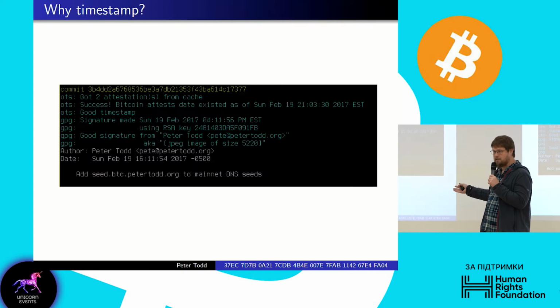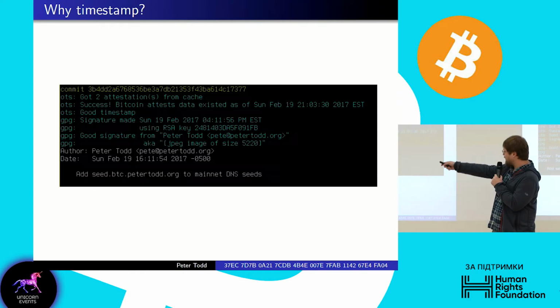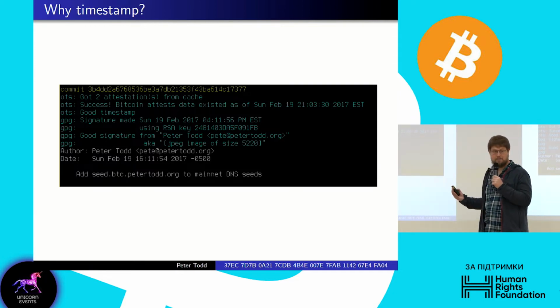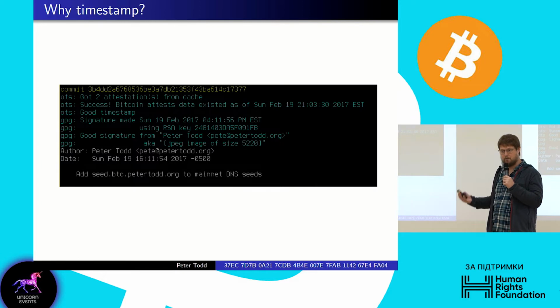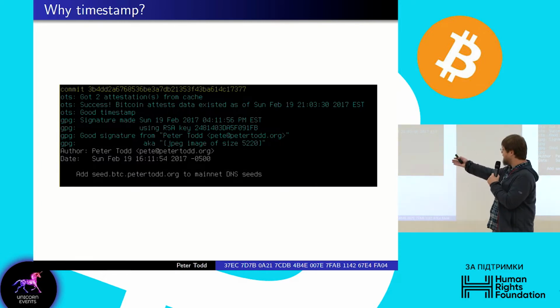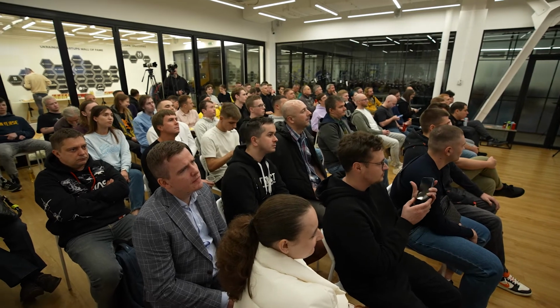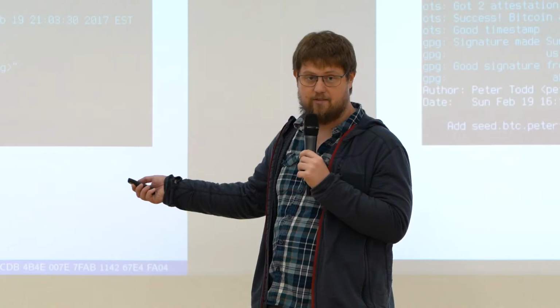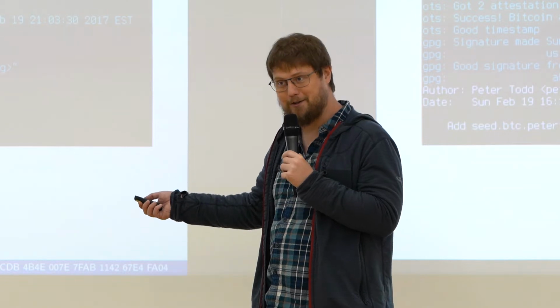So here's another example of a Git commit in Bitcoin Core. And what do you know? It's signed by me back in 2017. And this one is timestamped with Open Timestamps. You can prove that that thing was actually created as of February 19th, 2017. In my case, I haven't screwed up with my private keys, but if I do, you'll still be able to verify that.